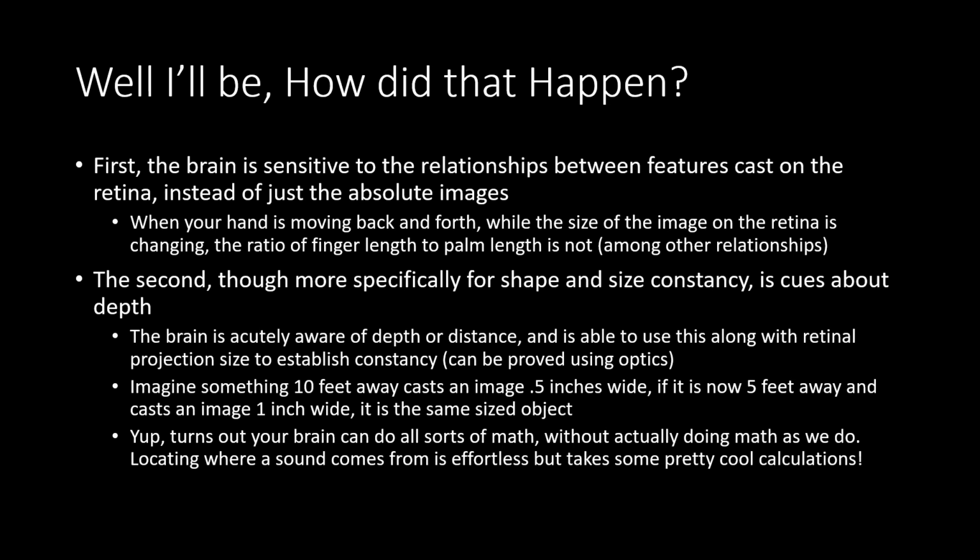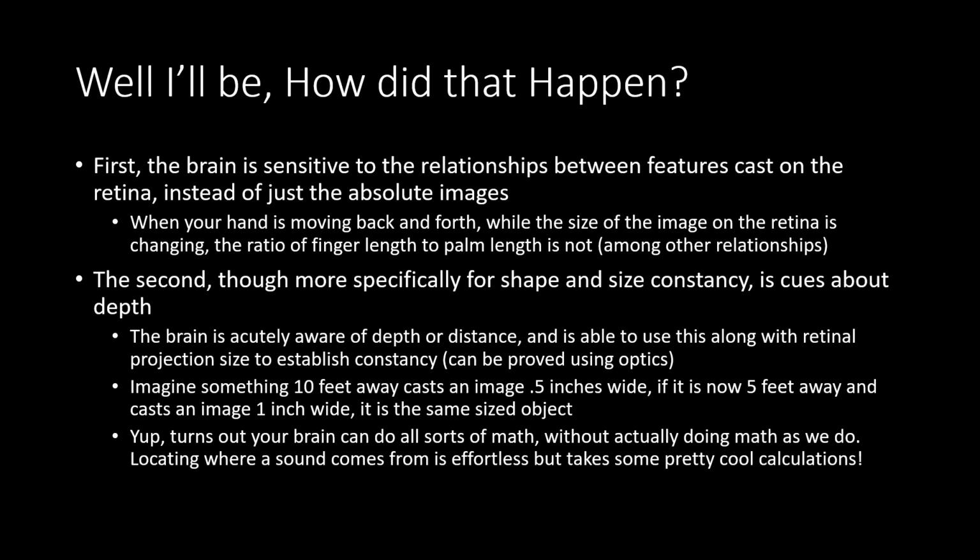Now, a second way in which it maintains this constancy, though this is more for shape and size, is using cues of depth. So your brain is quite acutely aware of the depth or distance objects are from us, and it is able to use this along with the retinal projection size, so the image cast on the retina, to establish this form of constancy. And this can be proven in optics if you want to look at the physical dynamics of it. An example of this would be if your brain could multiply that an object is 10 feet away and it casts an image of 0.5 inches on my retina, which would be huge for inside your retina, but just for example.